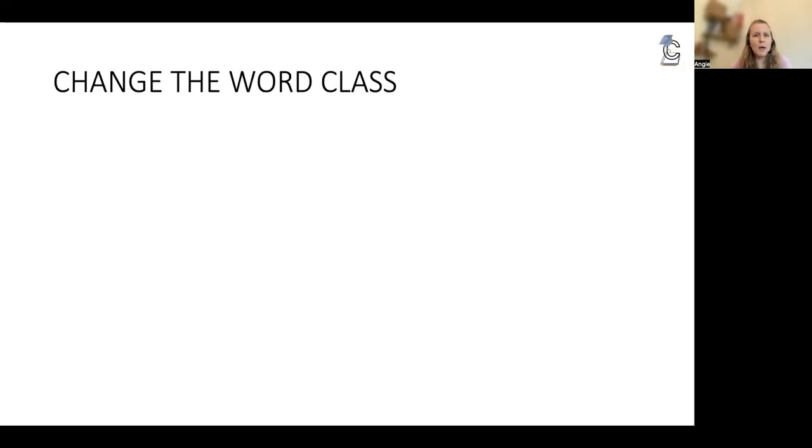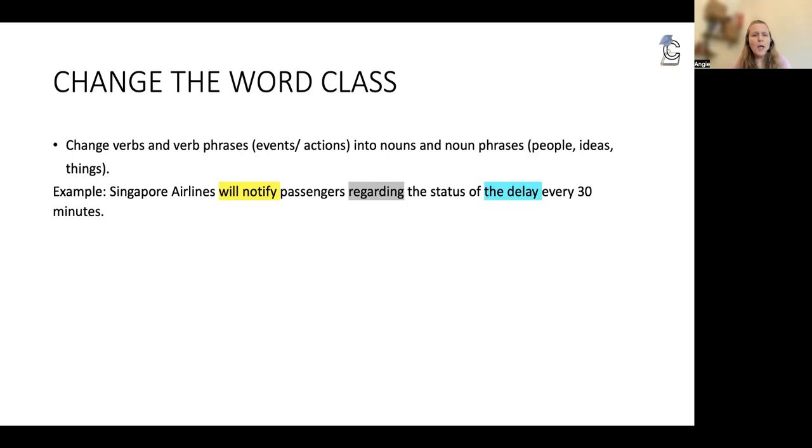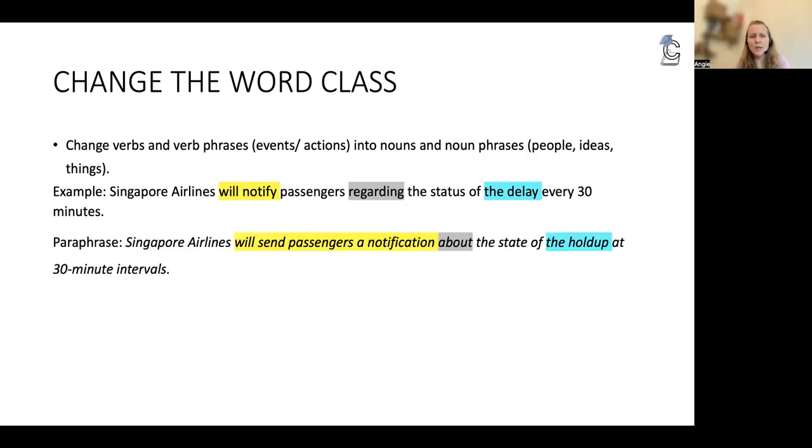Another way to paraphrase is by changing the word class. For example, you can change verbs and verb phrases. Verbs are events, actions, into nouns or noun phrases. Nouns are people, ideas, or things. Let's look at an example. Singapore Airlines will notify passengers regarding the status of the delay every 30 minutes. The word notify is a verb that can be changed to the noun notification.